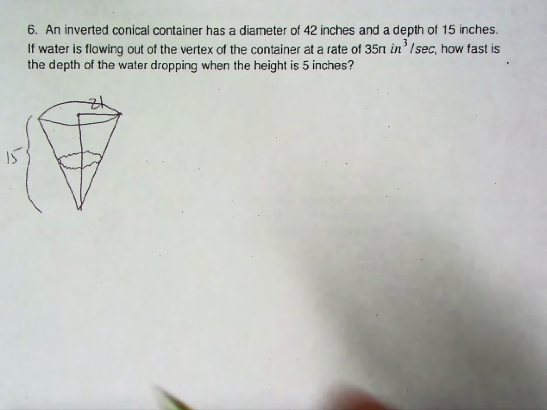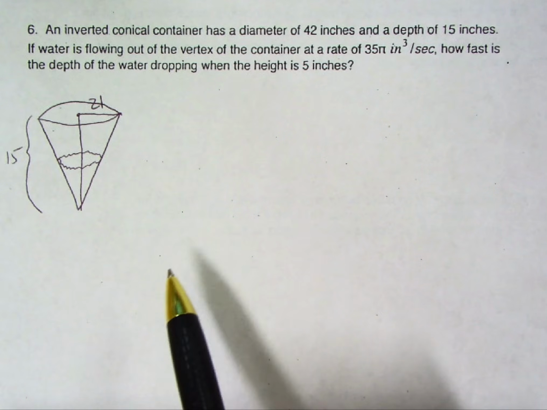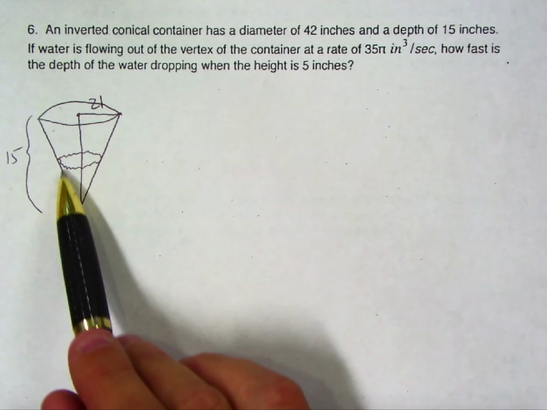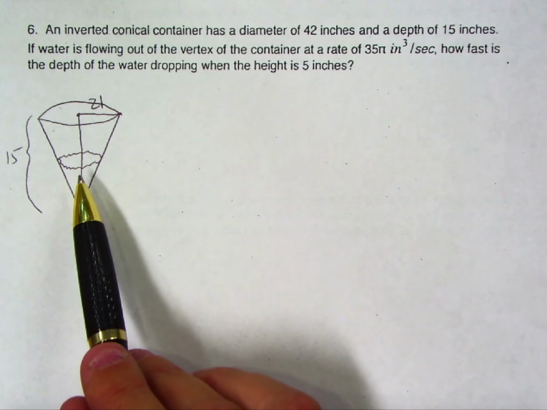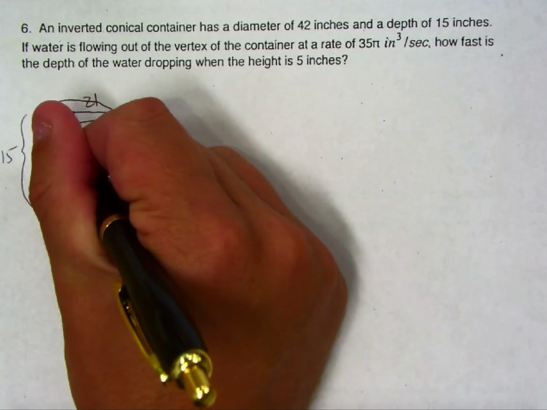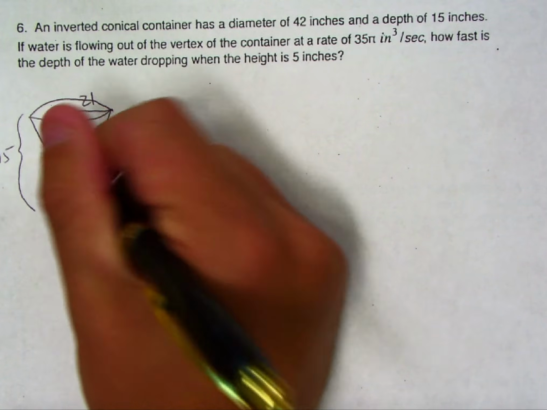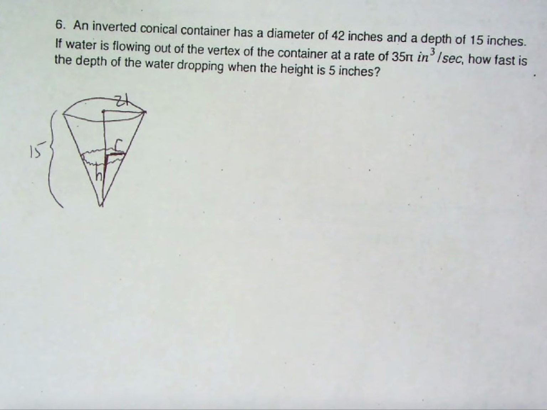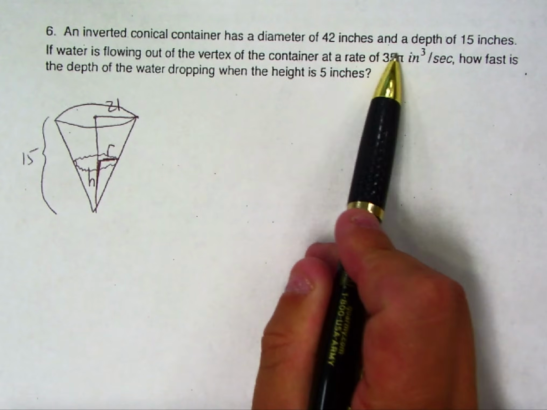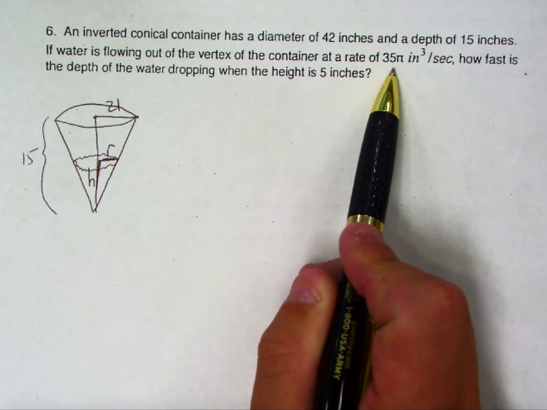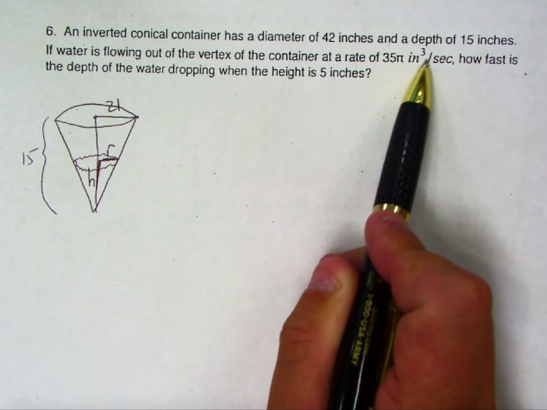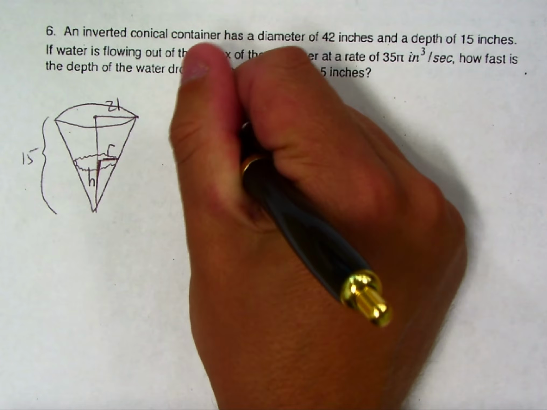I'm allowed to fill those in because the dimensions of this cone will never change. Now, the water level dimensions will change over time, like the height of the water will change. So I'm just going to label where the water is as an R, and the height of that water as an H. Those are things that can change over time. So here's my picture. That's the drawing right there. Now I'm going to go through my rates. It tells us the water's flowing out at a rate of change of 35 pi cubic inches per second. That's rate of change of volume. So I know dV/dt.